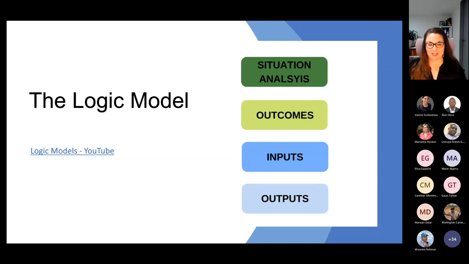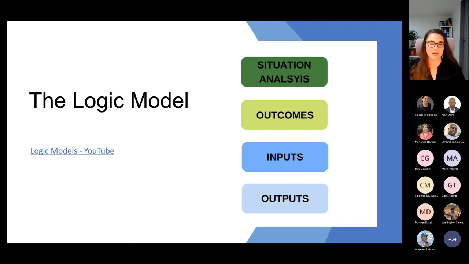So at its basic core, a logic model is a simple framework, and it's a systematic way to link the elements of an education activity. It develops the story about what outcomes are wanted from the activity and how to achieve them, and how to determine that you have achieved what you set out to achieve. We've suggested four elements: this situational analysis, the inputs, outputs, and outcomes.